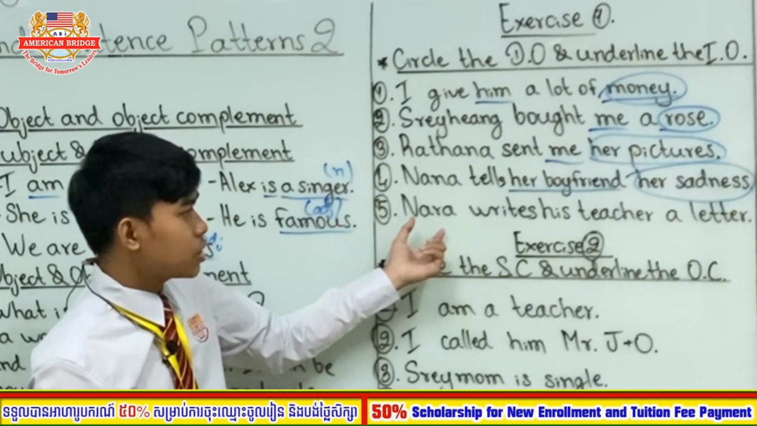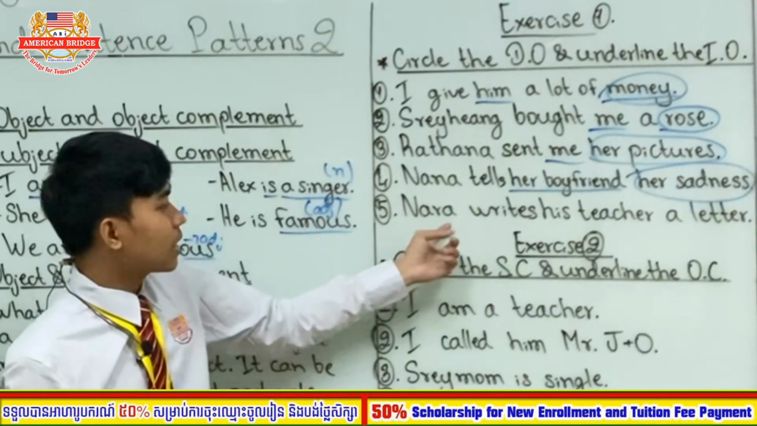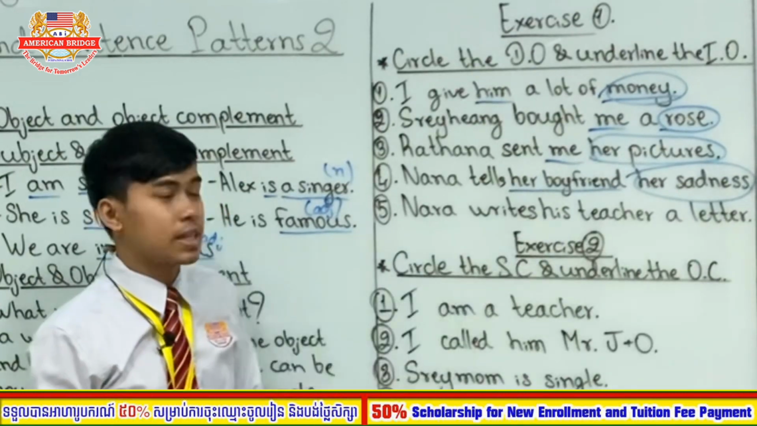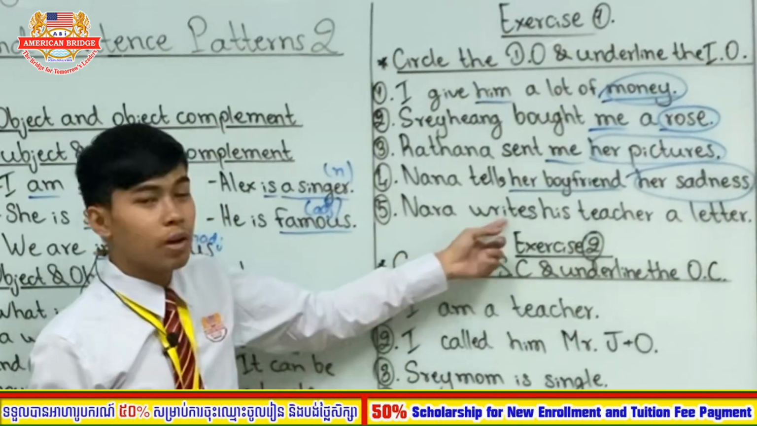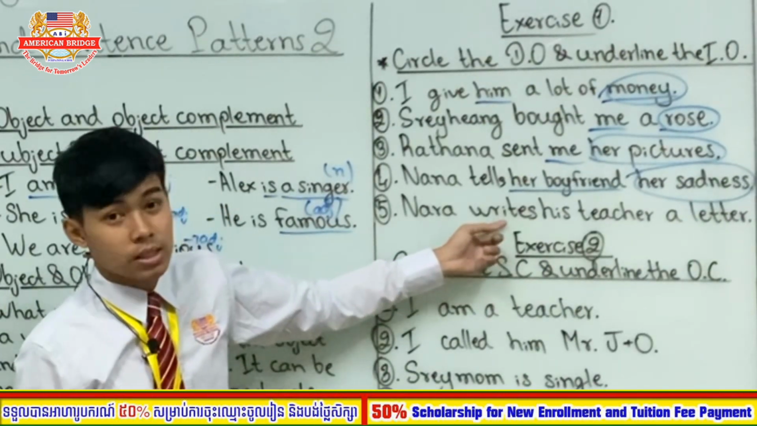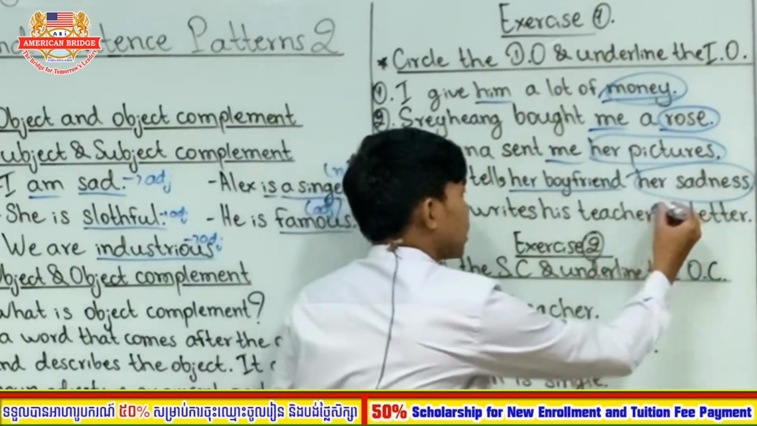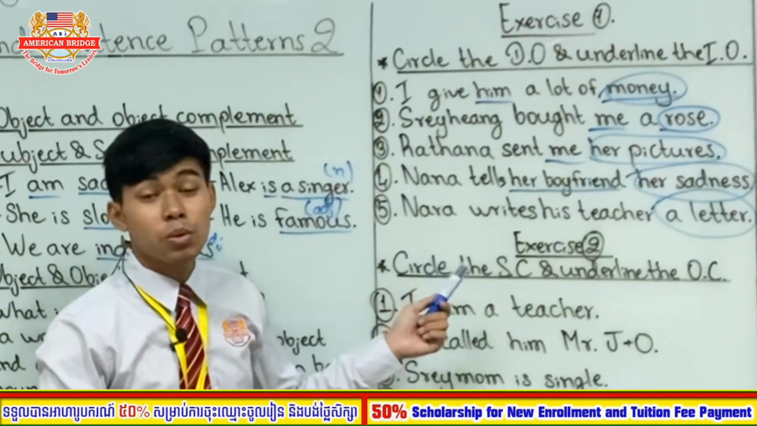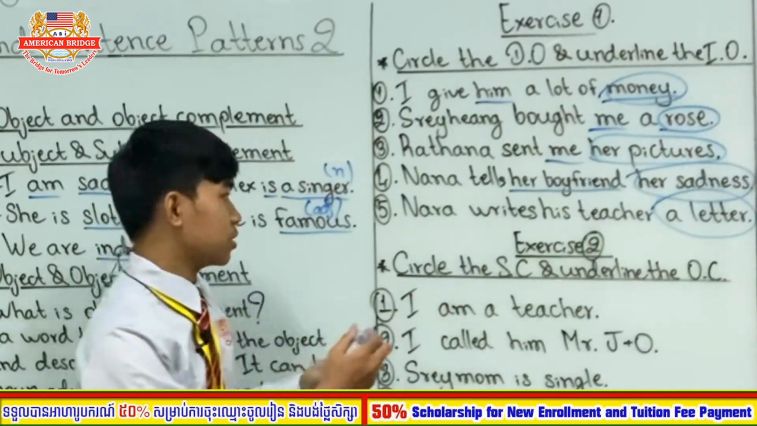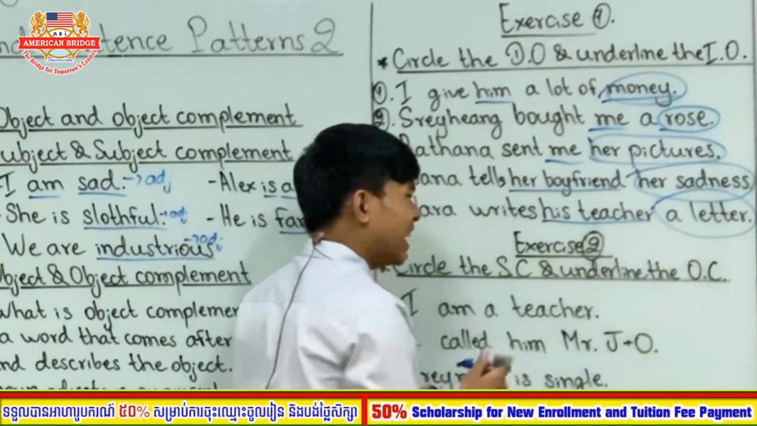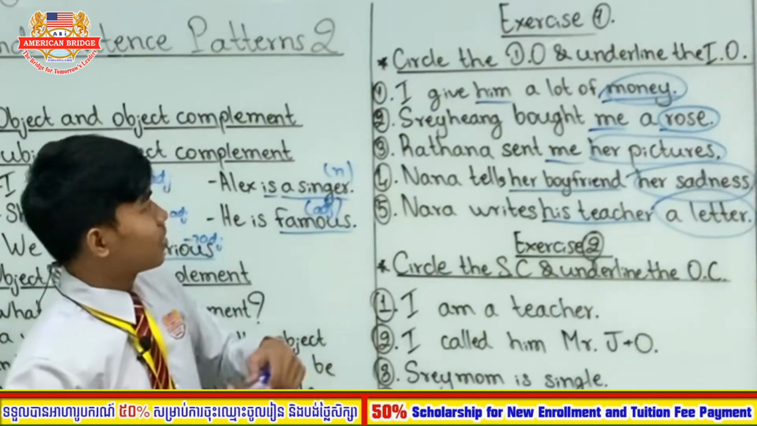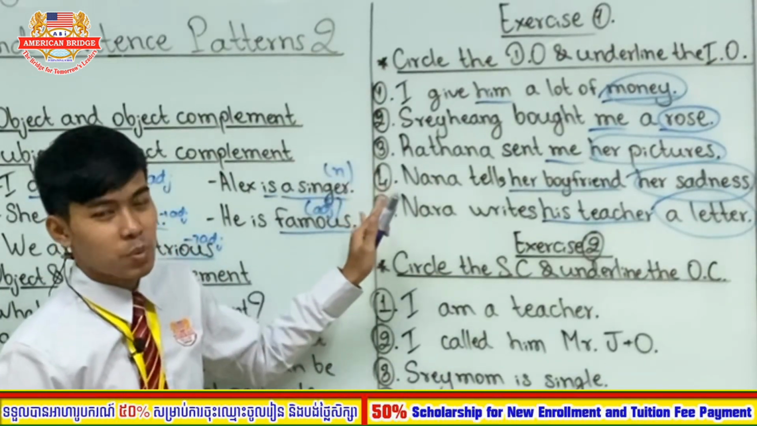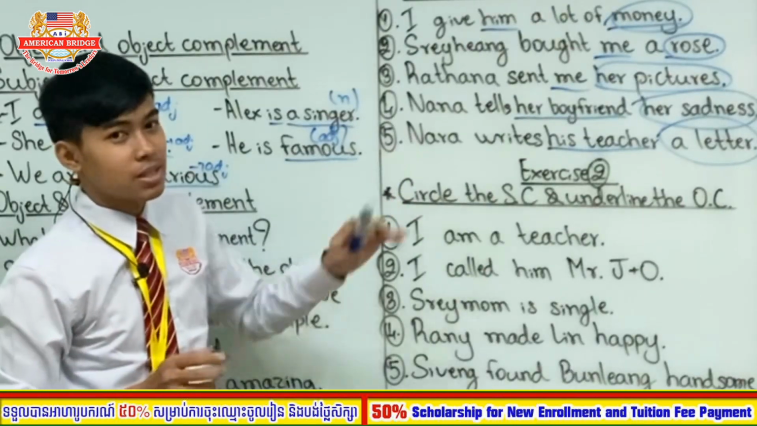Nara writes his teacher a letter. So Nara is a subject, write is a verb. Write what? Write a letter. So a letter here is a direct object. Write a letter to whom? To his teacher. So his teacher here is an indirect object, right? So now we have finished our exercise 1. Let's go to exercise 2.